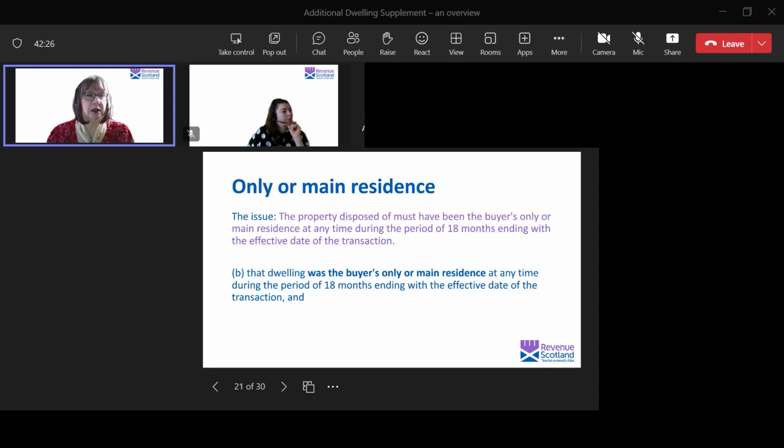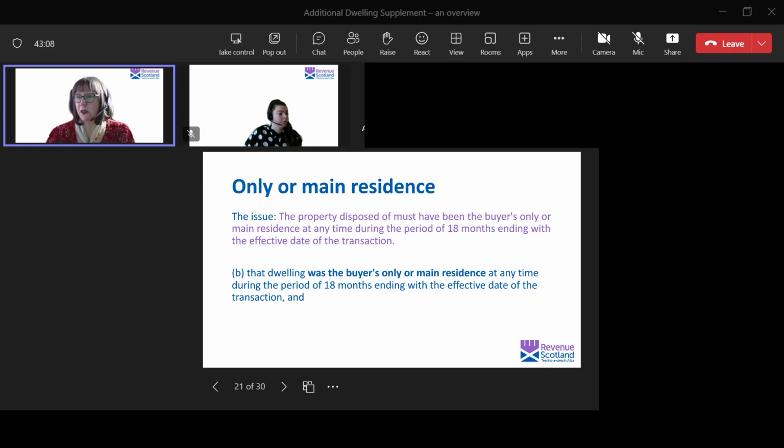We can move on to only your main residence. So we have only your main residence. The property disposed of must have been the buyer's only or main residence at any time during the period of 18 months ending with the effective date of the transaction. This is the same issue as presented under paragraph 8A, but in isolation to one buyer. If the dwelling disposed of cannot be evidenced as being the only or main residence of the buyer, repayment condition can't be met. Again, there is no discretion or exceptional circumstances to consider either by Revenue Scotland or by Tribunal.